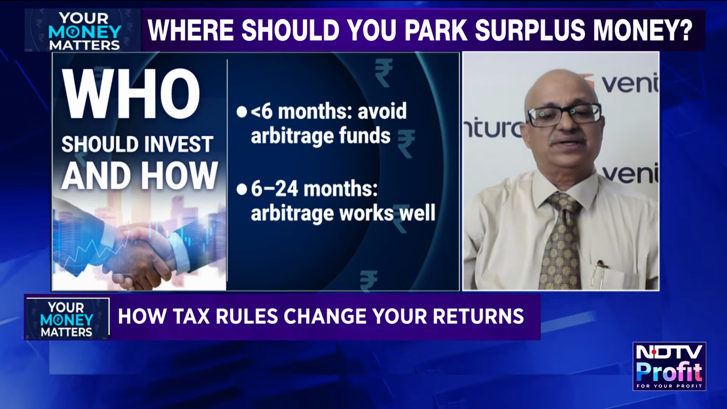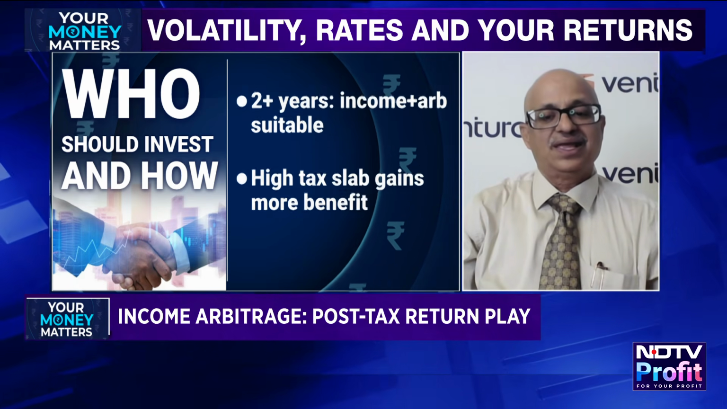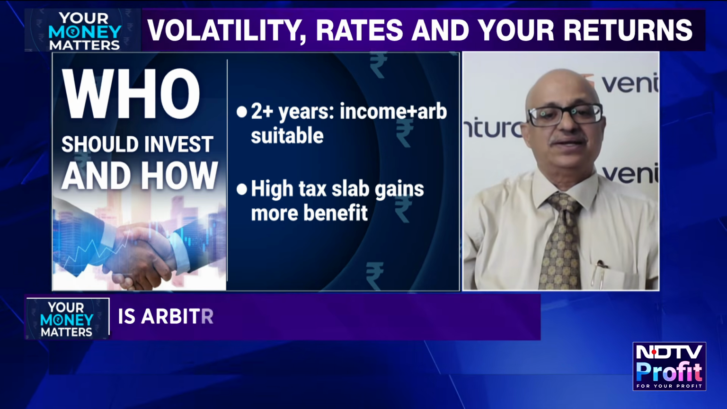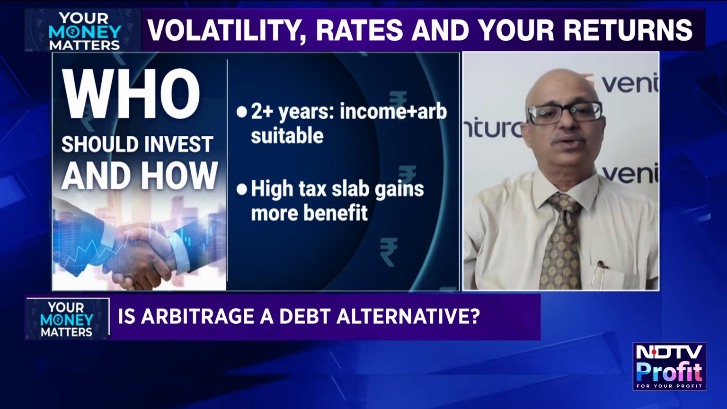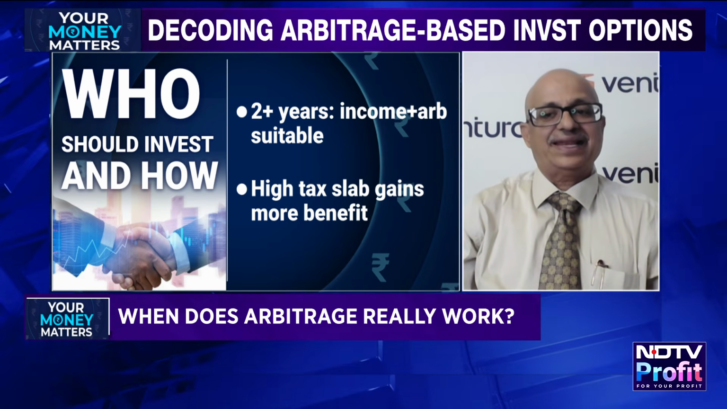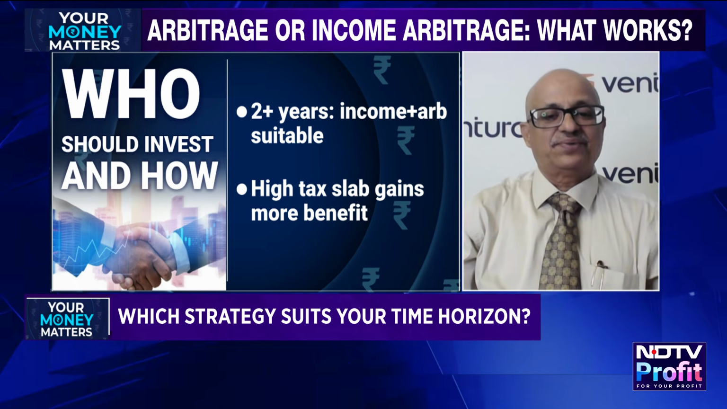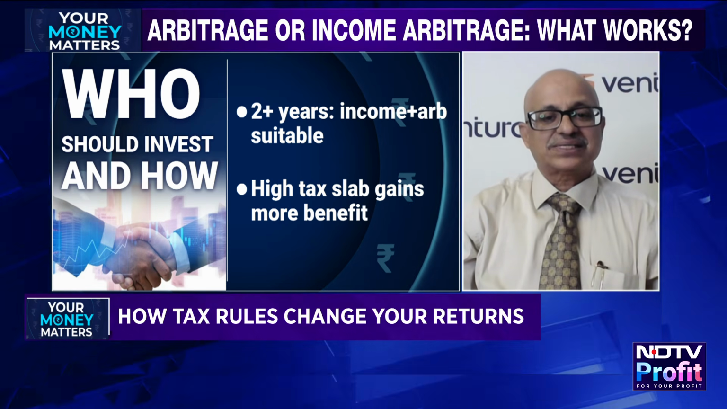And if I have a fund which is available for 2 to 3 years time duration, and I want the stability, security, I don't want to risk that money because I may have a requirement, and I'm happy with a 6.5%, 7% type of return, then I would look at income plus arbitrage.